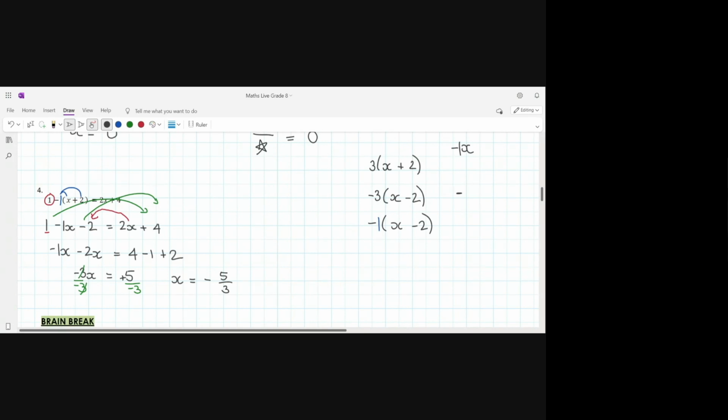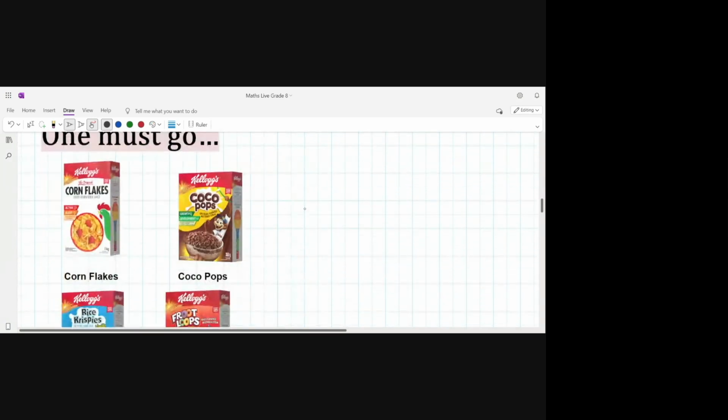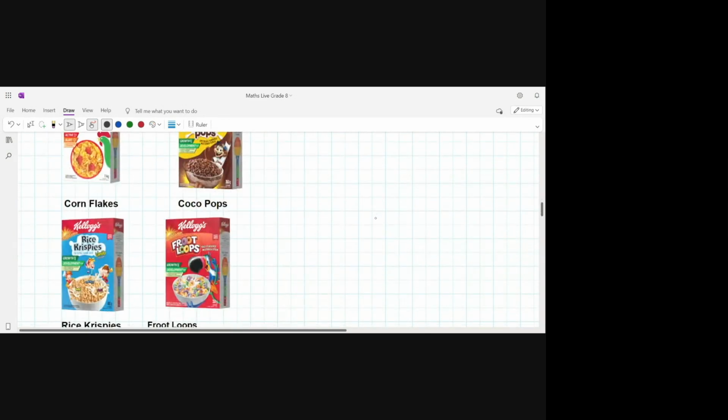Okay. All right, let's get into the brain break. I'm not sure how this works, Teacher Simone, but I'm just going to go with it. Let's see. Teacher Simone says one of these must go. Which one are we getting rid of? The cornflakes, the Cocoa Pops, the Rice Krispies, and the Fruit Loops. Personally, I already know which ones I'm getting rid of.